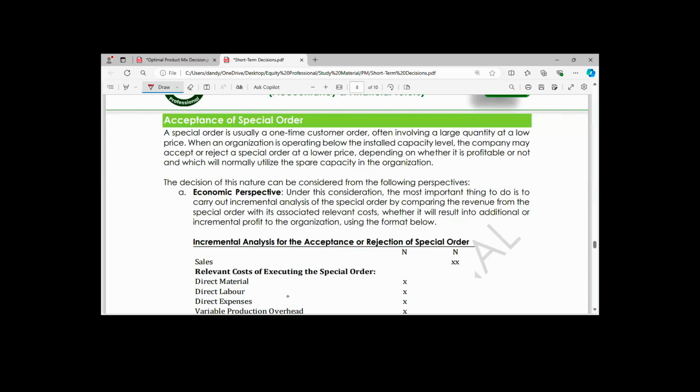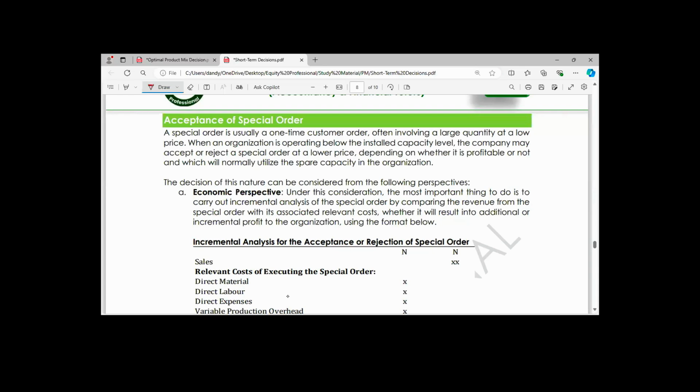Therefore, what do you understand by special order? The special order is a one-off customer order that may be accepted or rejected depending on whether an organization has spare capacity to undertake it, and the price of which is usually put below the company's normal price.